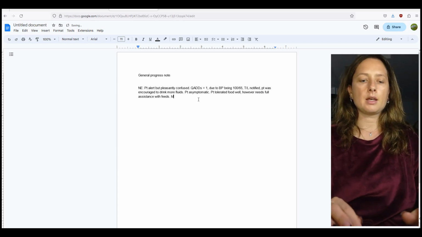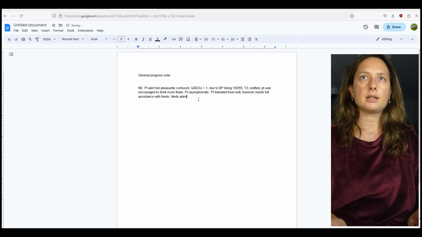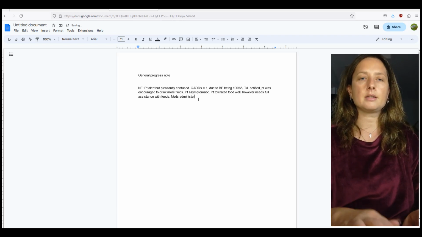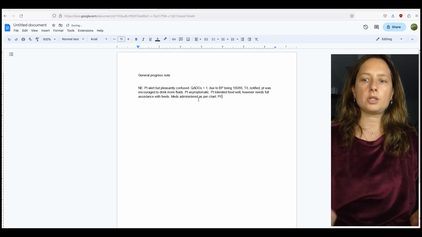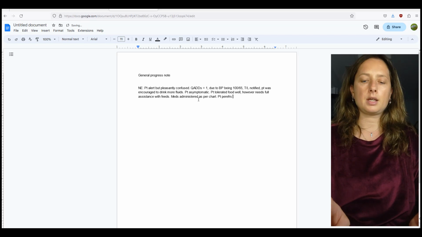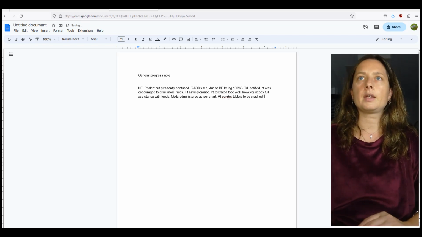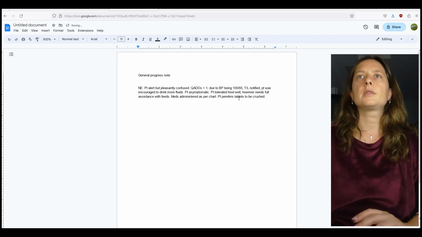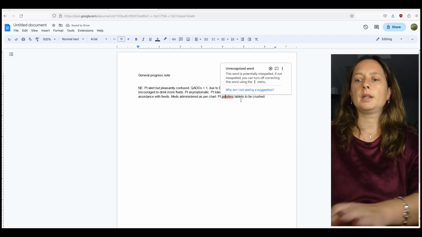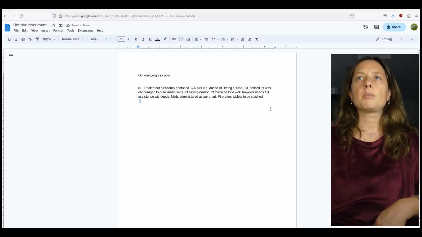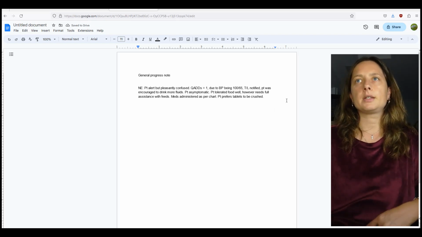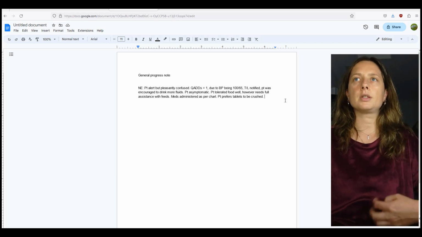Then I would say meds administered as per chart, and I would say patient prefers tablets to be crushed. Yeah, patient prefers tablets to be crushed. This is something that is unusual, for example, so I would mention it here.